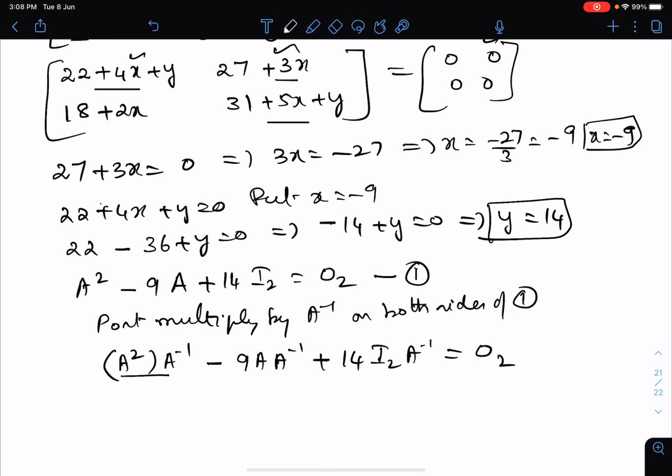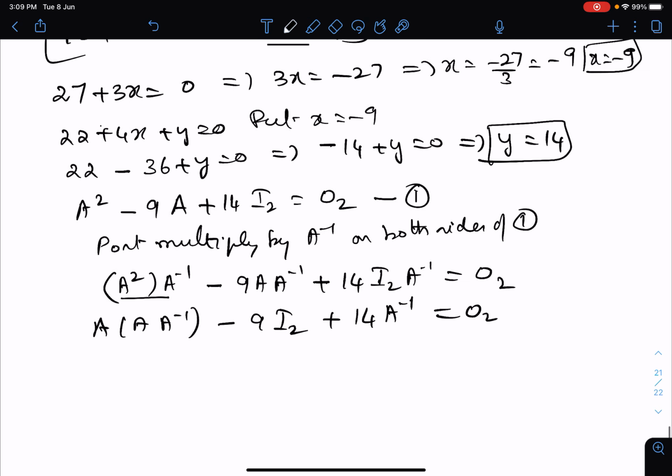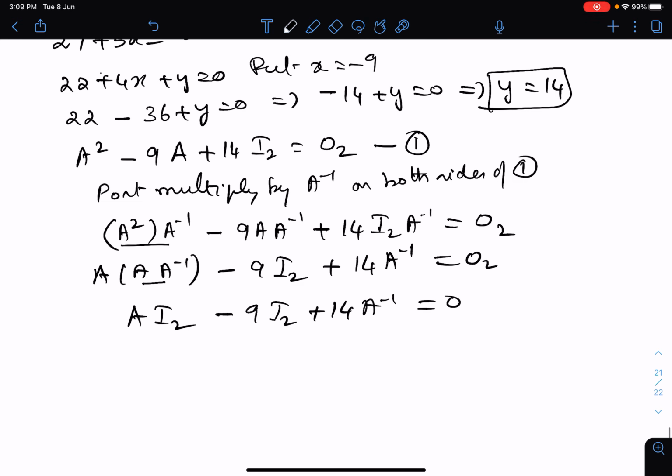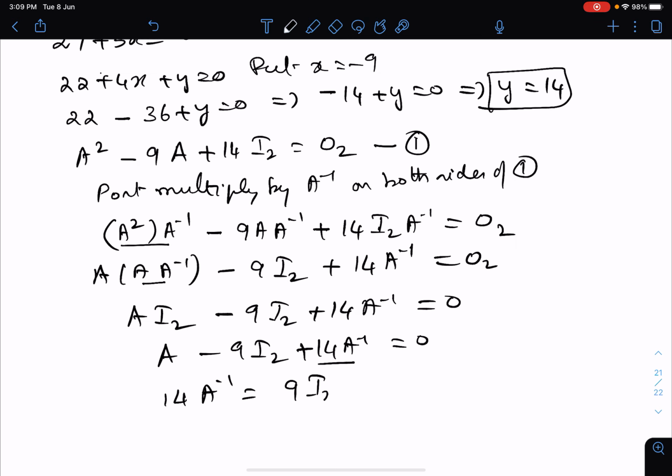Now you break this one, A into A inverse using our associative law. This is going to be minus 9 I2, and identity with anything is going to give you the same A inverse. Again 0. So this is again I, isn't it? So this is going to become A into I2 minus 9 I2 plus 14 A inverse equal to 0. So this is going to become A minus 9 I2 plus 14 A inverse equal to 0. Now we want only A inverse, so bring the other terms to the RHS. So 14 A inverse equal to 9 I2 minus A.